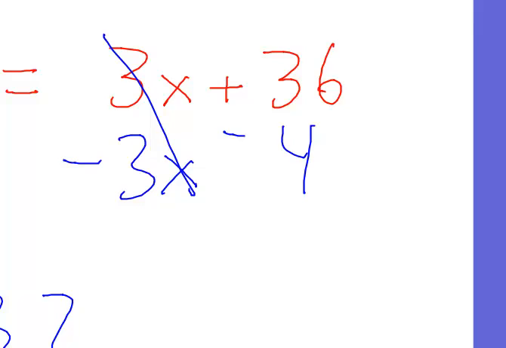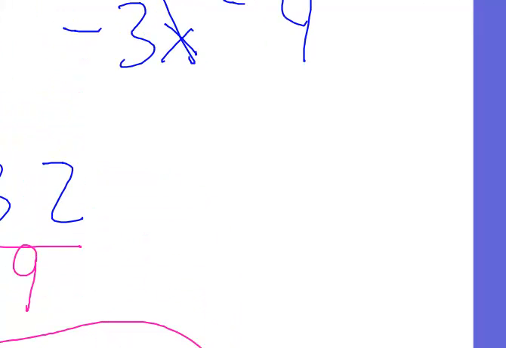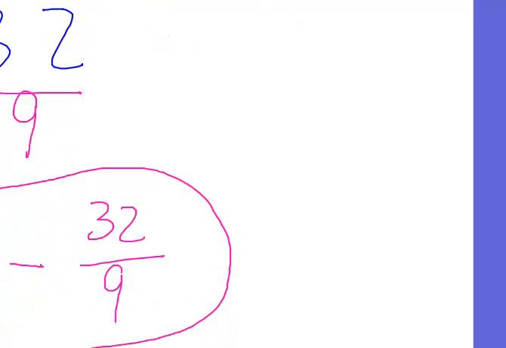Simplify both sides using the distributive property. Simplify, get all of your x's on one side of the equation and all of your numbers on the other. Divide by negative 9. x equals negative 32 over 9.